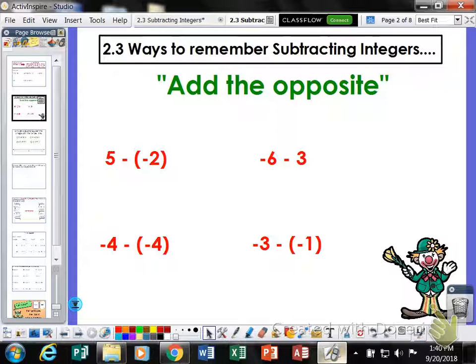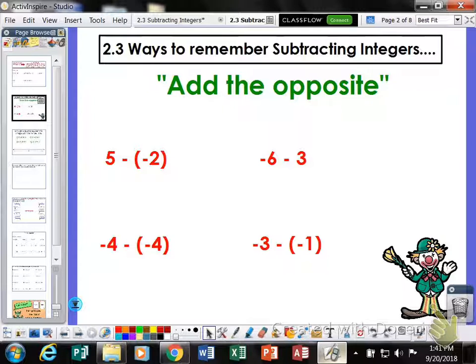All right, lesson 2-3. So we're going to be subtracting integers. Now, with subtracting integers, we can make it look just like adding integers simply by adding the opposite. So basically what we're doing is we're changing subtraction to addition, add, and then take the opposite of the number that comes after the subtraction.